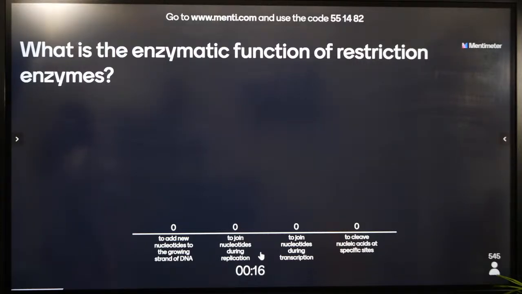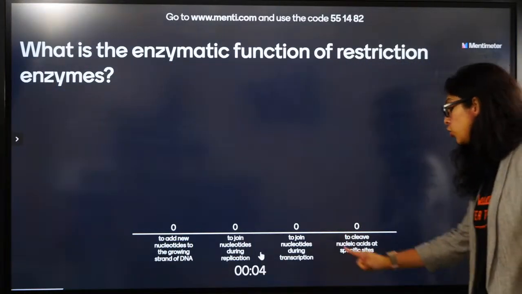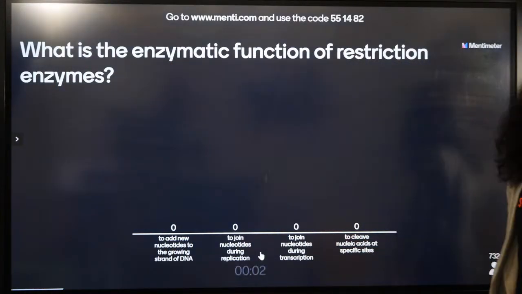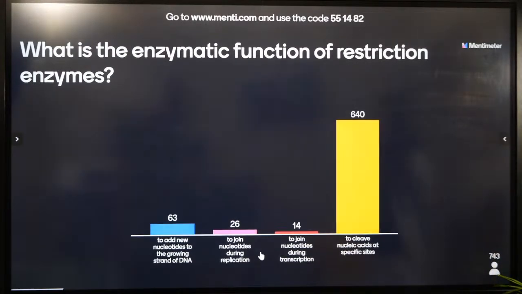समझ में आया मुक्ता? चलिए, what is the enzymatic function of restriction enzymes? To add new nucleotides, to cleave nucleic acids, to join nucleotides during replication or during transcription. Restriction, I told you right in the beginning.